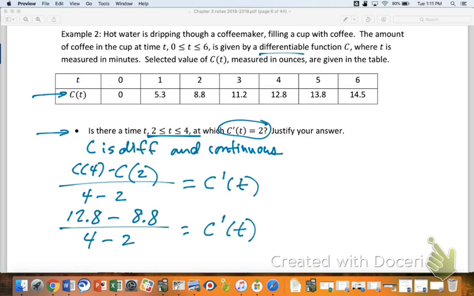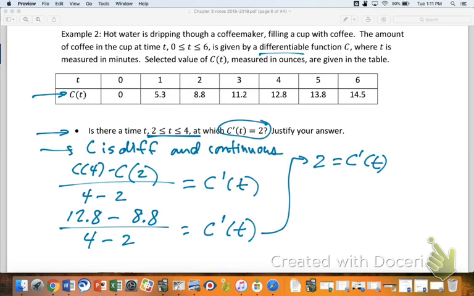So check this out. C prime of T equals that. And when you figure out what the left side equals, 12.8 minus 8.8 is 4. 4 over 4 minus 2 is really 4 over 2. And look, it's 2. So I figured out that the average slope was 2.